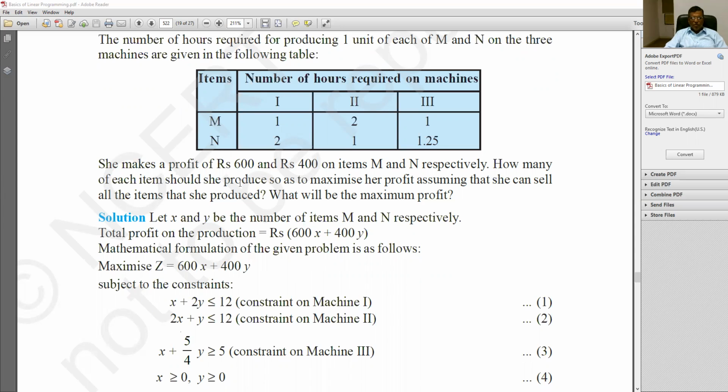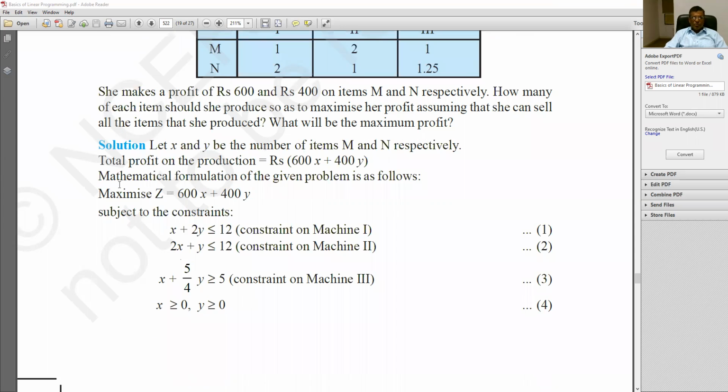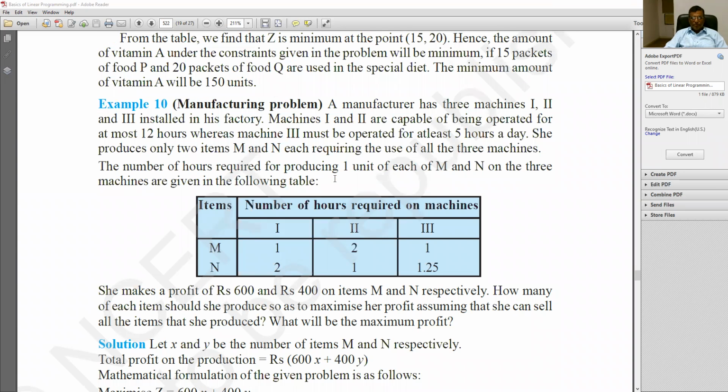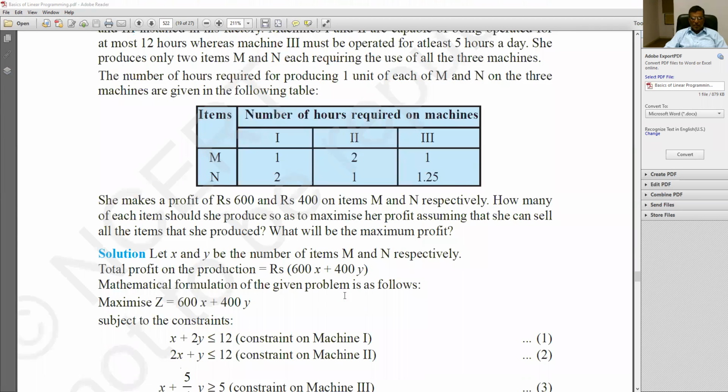Let us come to the solution. Let X and Y be the number of items M and N respectively. Then the total profit on the production is 600X plus 400Y. See here, the profit amounts are 600 and 400.